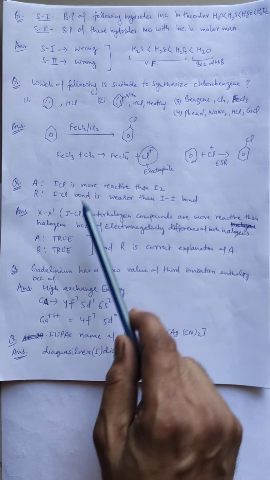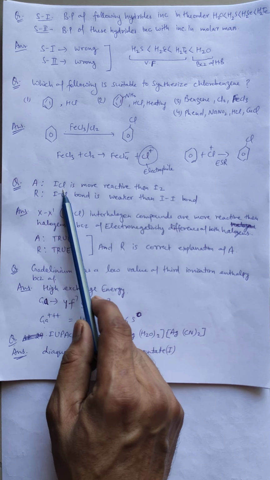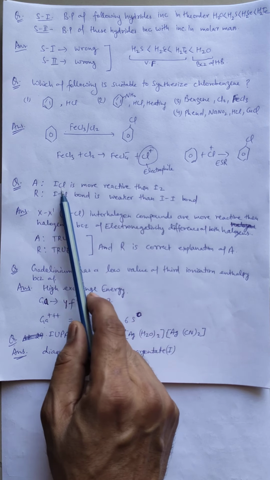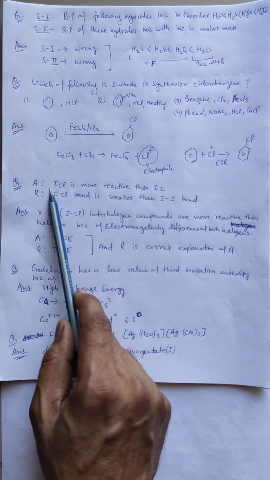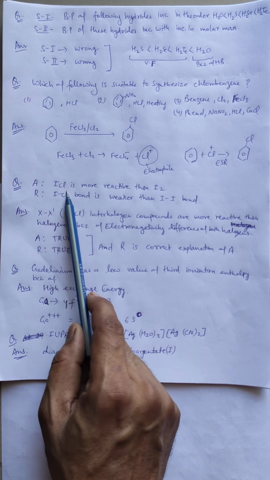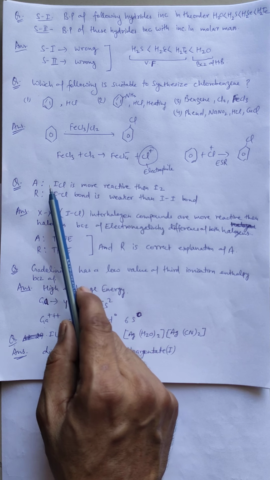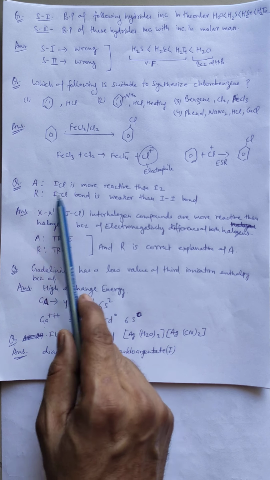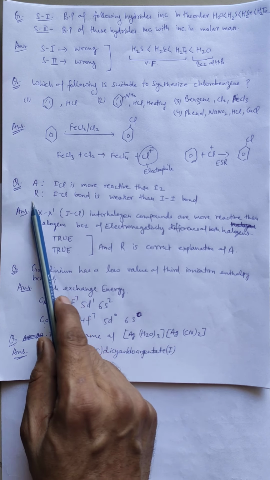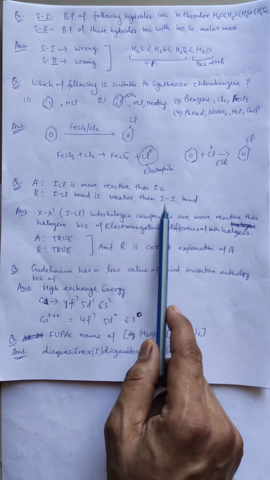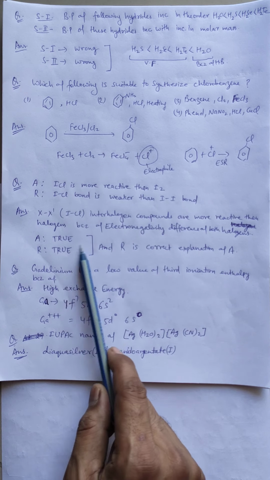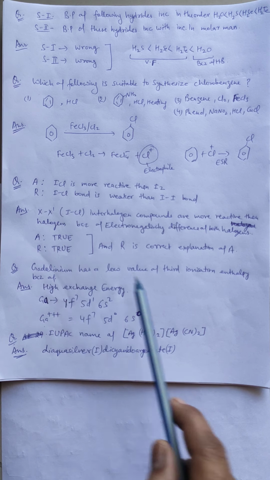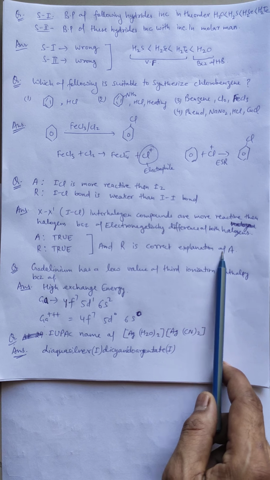Benzene, chlorine and FeCl3. Now the next is an assertion. ICl is more reactive than I2. ICl is an interhalogen compound. Interhalogen compounds are always more reactive than halogens because of the difference in electronegativity of the 2 halogens there. So it is the correct one. The first is true. Now the reason, ICl bond is weaker than I-I bond. Yes, it is also true. So the assertion is true and the reason is also true, and the reason is the correct explanation of the assertion.